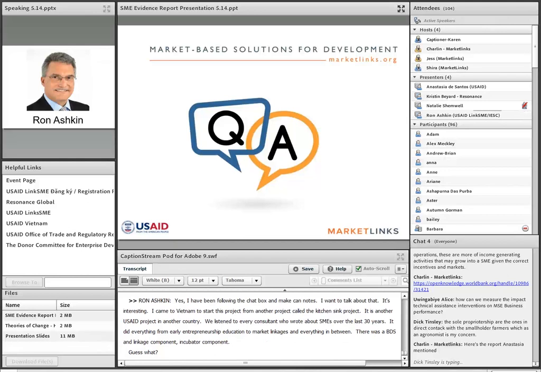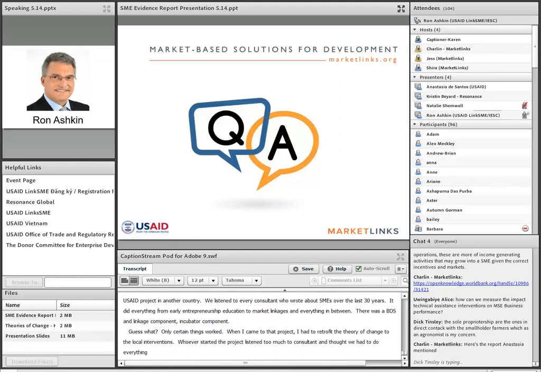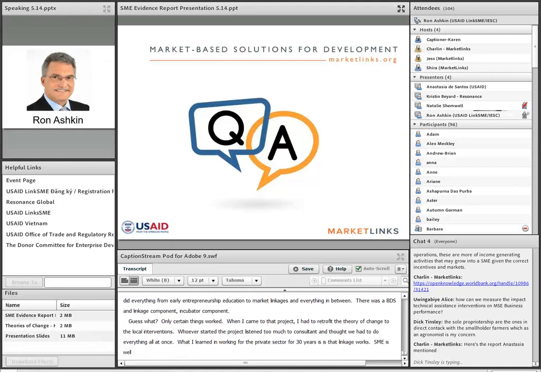When I came to that project, I had to actually retrofit a theory of change to the interventions, because I think whoever designed the project listened too much to consultants. So they thought we had to do everything all at once. And what I've learned from working with the private sector for more than 30 years is that focus works. So LinkSME is well designed. I'm happy about that. It was designed to be basically a one trick pony, if you will. All we basically do is link firms and upgrade them. So our whole thing is focused on the global value chain.